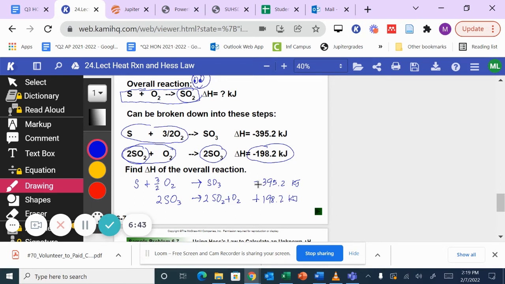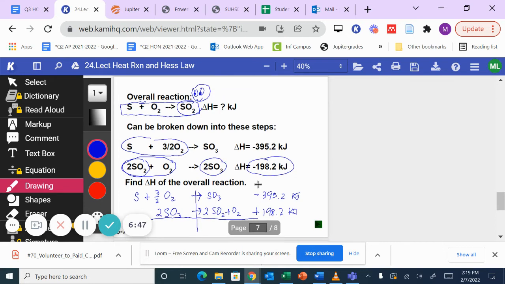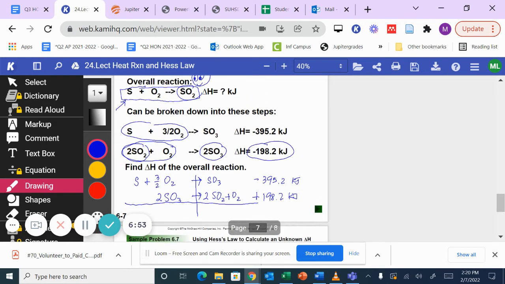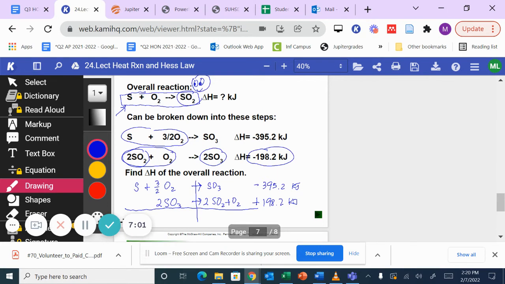Okay, that's the first step. Then I get to add them together, making sure that it looks like this overall reaction. All right, so it looks like I can cancel the SO3 here, but I can only cancel one of them because I have two here and one here. And if I look at the overall reaction, I should not have any.